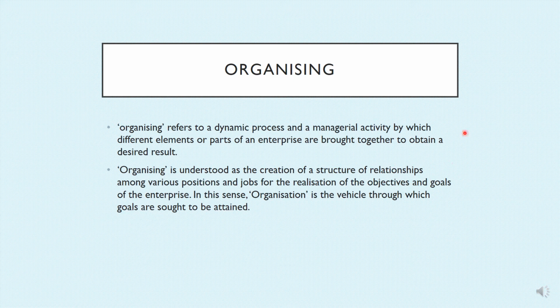Now, the first part was about the process, and the second is about the structural relationship among various positions and jobs for the realization of objectives and goals, and it is the vehicle through which goals are sought to be attained. So, as a structure, organization is a network of horizontal and vertical authority relationships among the members of a group designed to accomplish some common objectives. So, it is going to be a system or pattern of formal relationship that govern the activities of people.